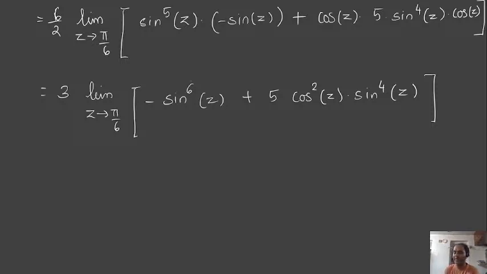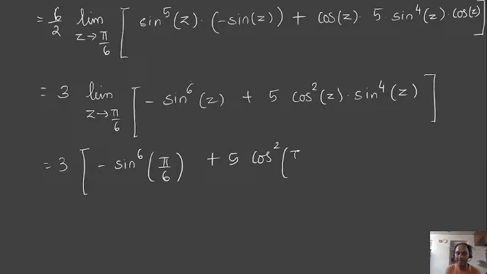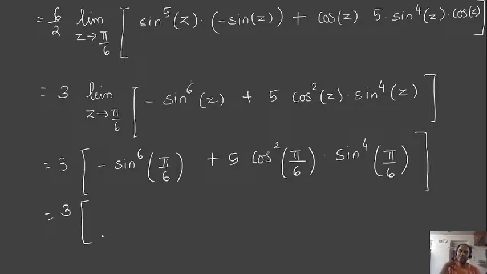Now you start substituting the value pi by 6 in place of z. So you get 3 outside, minus sine raised to 6 pi by 6 plus 5 cos square pi by 6 into sine raised to 4 pi by 6. Okay, so 3 times this sine raised to 6 pi by 6. Now pi by 6 is 180 divided by 6, which gives you 30. Sine 30 is half. So this is half raised to 6.